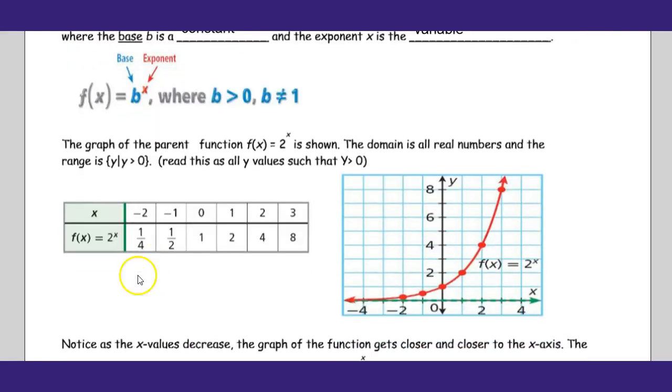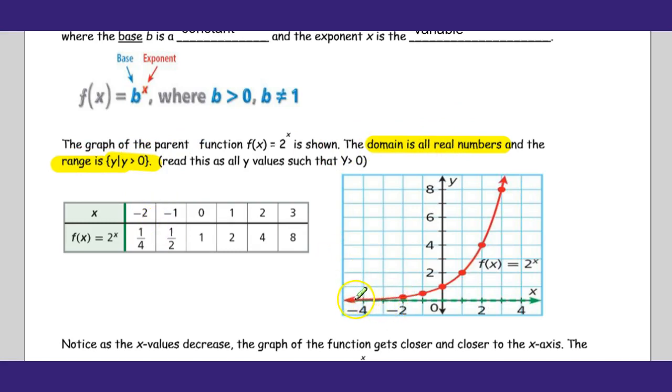The graph of the parent function, f of x equals 2 to the power of x, is shown. The domain is all real numbers. Make sure you understand that. That's important, guys. The domain is all real numbers, and the range is y is greater than 0. Remember that will be on the test. Look at that.